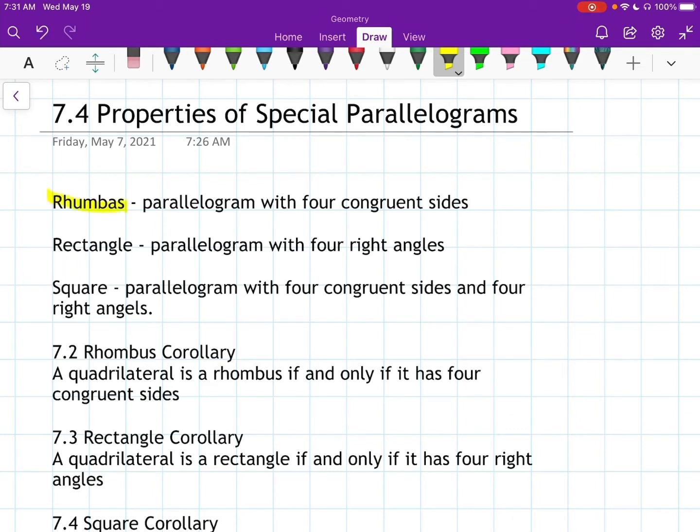A rhombus: a parallelogram with four congruent sides. I always think of a rhombus as a smashed square, right? So it would look something like that.